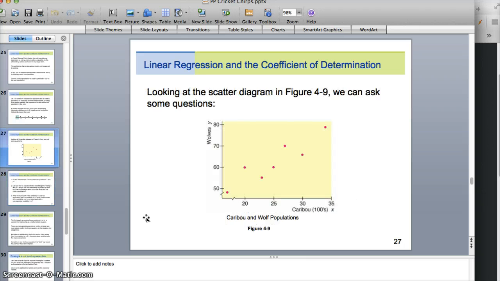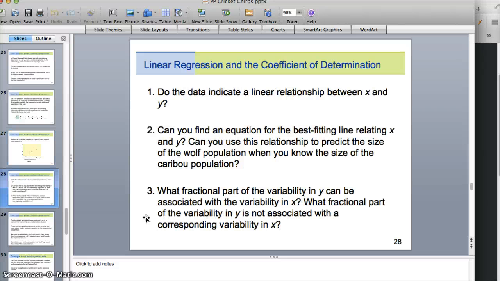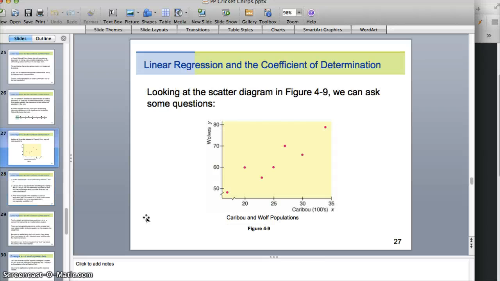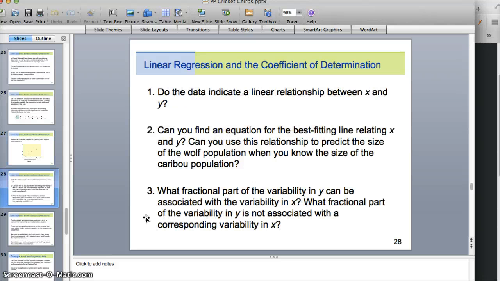So if I go back to the slide beforehand, does it look like a line could fit and in between summarize these data points? Can you find an equation for the best fitting line relating X and Y? Can you use this relationship to predict the size of the wolf population when you know the size of the caribou population? Again, I'm not asking you to calculate the equation of the line, but rather compute it using software. What fractional part of the variability in Y can be associated with the variability in X? Which fractional part of the variability in Y is not associated with the variability in X?